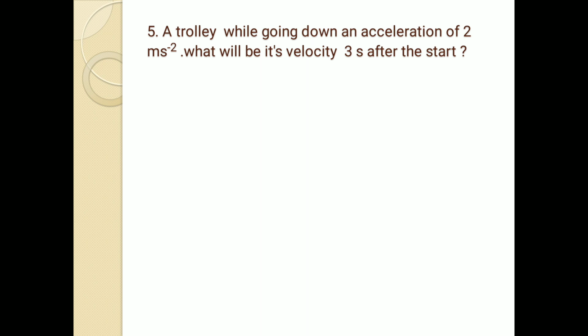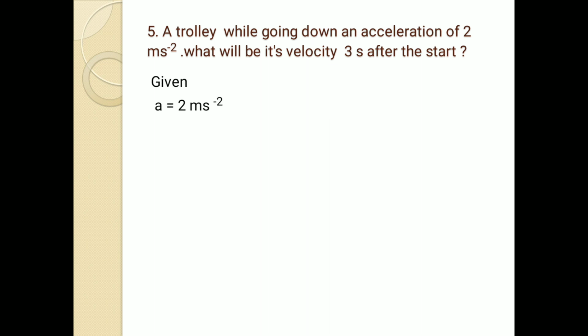Now tell me whether this is initial velocity or final velocity. So we have to find out initial or final velocity here. See, clearly they have given here, what will be its velocity 3 seconds after the start? So after 3 seconds, what is the velocity of the trolley? So we have to find the final velocity. What about initial velocity? Initial velocity will become 0. Why? Because after the start means obviously the trolley should start from rest only. Is it clear? So initial velocity will become 0 here.